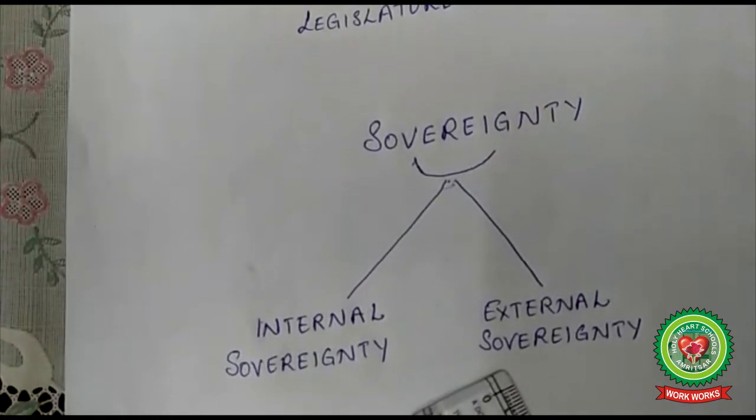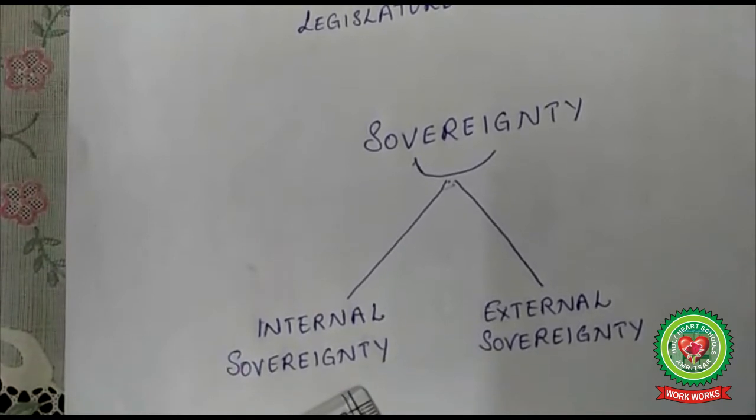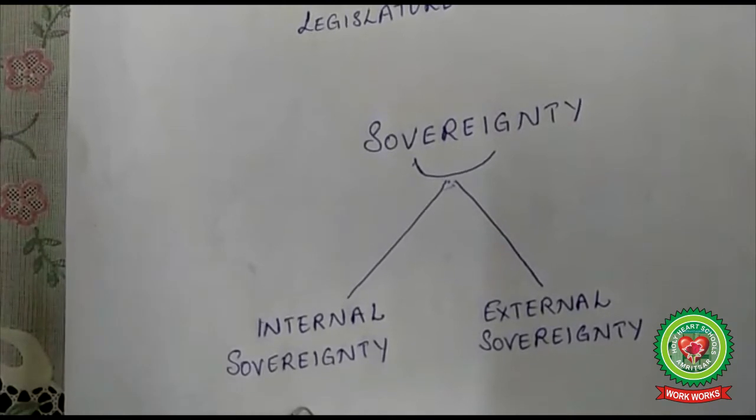Sovereignty has two dimensions: internal sovereignty and external sovereignty. Internal sovereignty means the power of the state to order and regulate the activities of the people which are at work within its territory, because internal means within. People are to act in accordance with the laws of the state. The state can punish for violation of any of its laws.